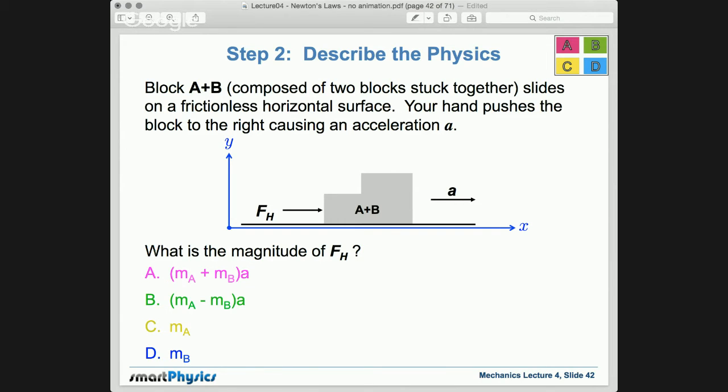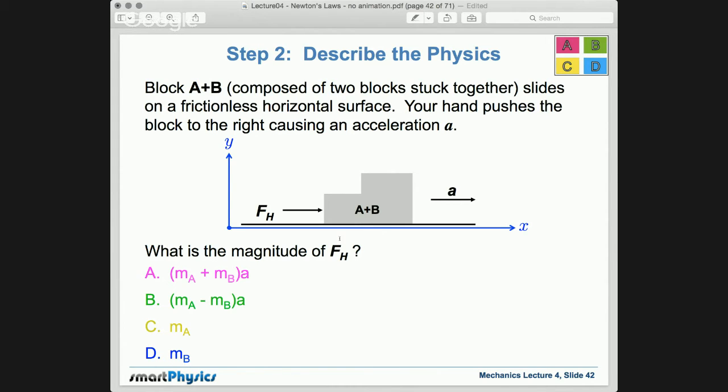In the process of describing the physics, at some stage we can consider the two blocks as being composed of a single block, basically one block. We'll call that block A plus B. Obviously, the mass of that composite block is the mass of A plus the mass of B. If we're pushing on the blocks to the right, we can basically consider that they're stuck together because they're moving together, they're accelerating together.